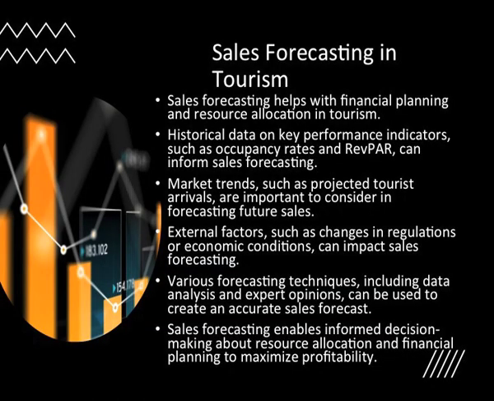As I mentioned earlier, sales forecasting involves predicting future sales based on historical data, market trends and other relevant factors. In a tourism business, accurate sales forecasting is crucial for effective financial planning and resource allocation. For example, let's say you run a hotel in a popular tourist destination. To forecast future sales, you might start by analyzing historical data on room occupancy rates, revenue per available rooms and other key performance indicators. You might also look at historical data on local events such as festivals or conferences that have impacted your hotel's performance in the past.